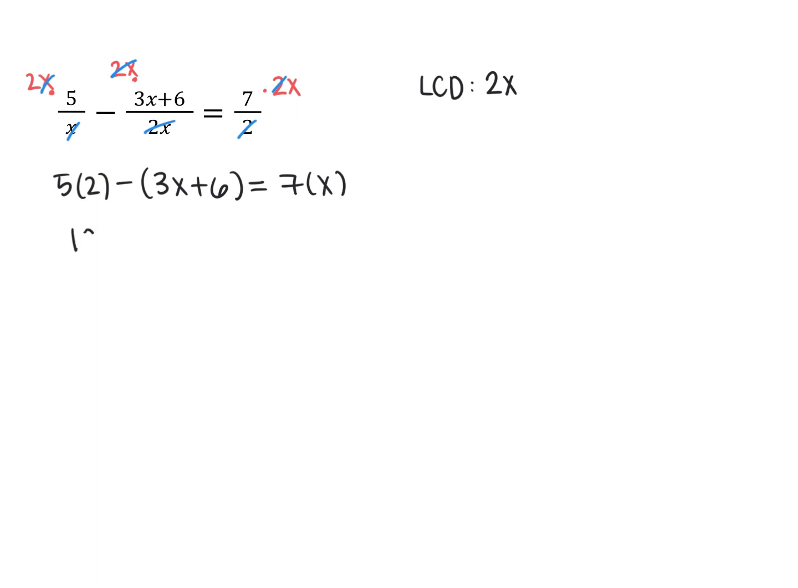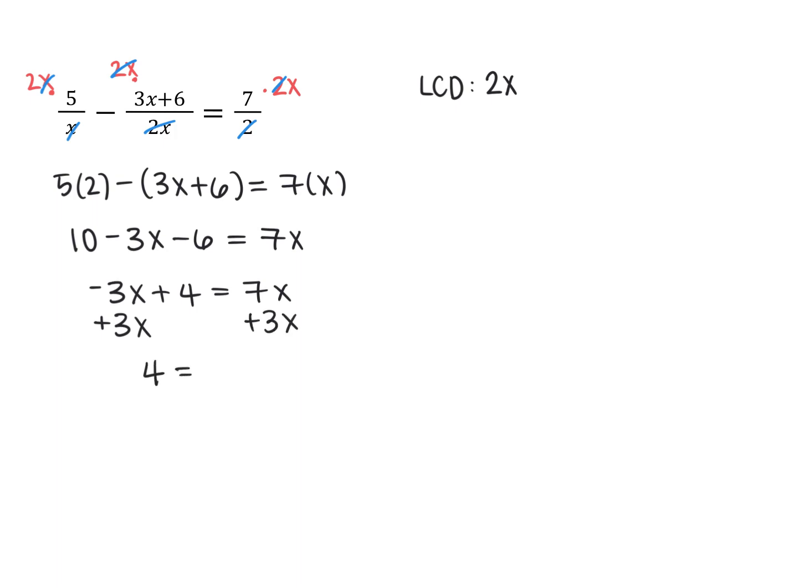So 5 times 2 is 10. I'm going to distribute my negative. So minus 3x minus 6 equals 7x. Combining like terms, I get negative 3x plus 4 equals 7x. We're then going to add 3x to both sides. We get 4 equals 10x.